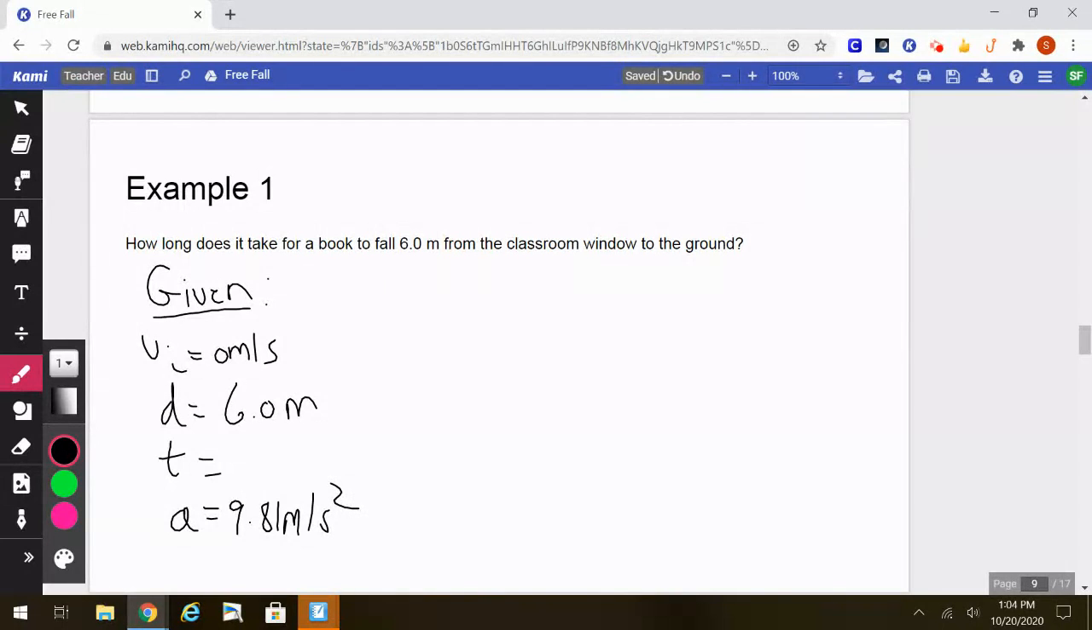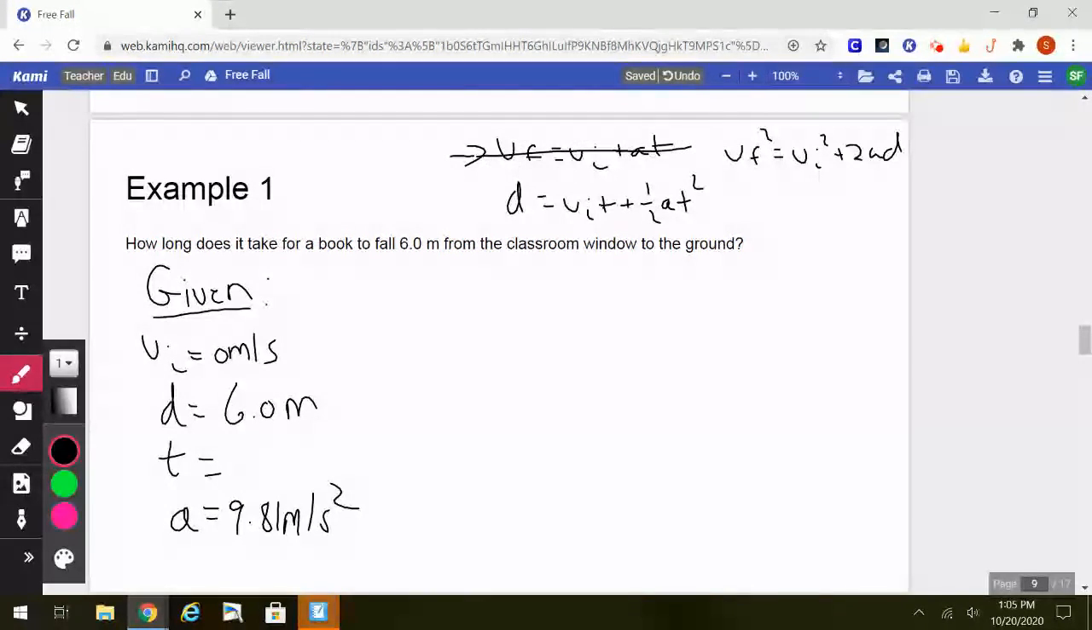Now, out of those 3 equations we have, right? VF equals VI plus AT. D equals VIT plus 1/2 AT squared. VF squared equals VI squared plus 2AD. Now, for our first equation, do we know what VF is? No, so we cannot use that. We don't know what VF is, and we don't know what the time is. So no, we don't want that one. What about this? Again, we don't know what VF is, and we don't have time in there, so we can't use that one. So we want to use this one.